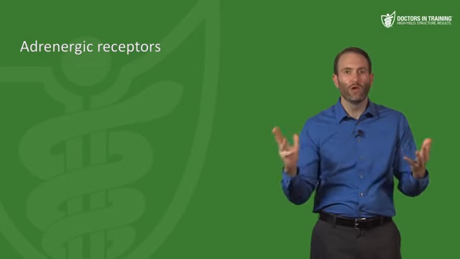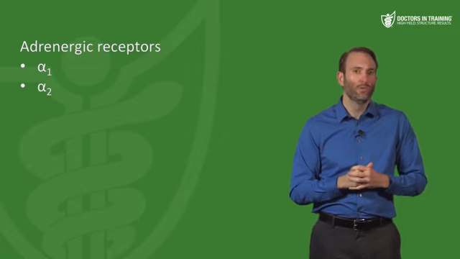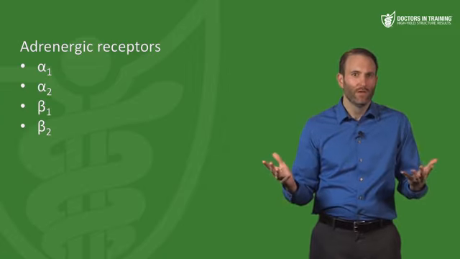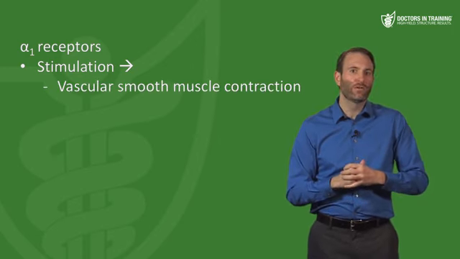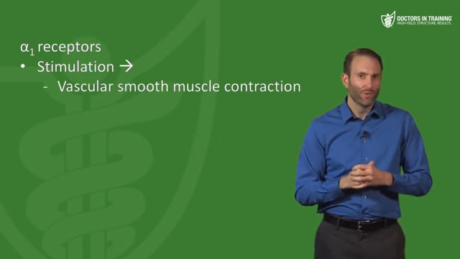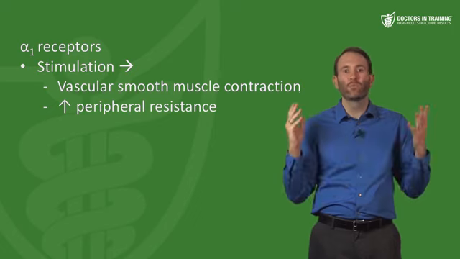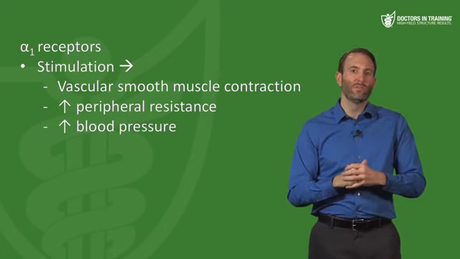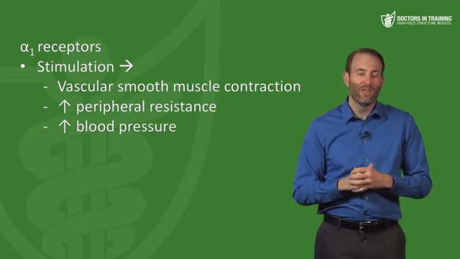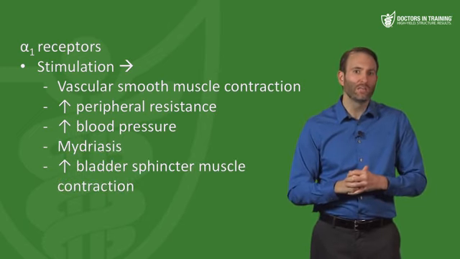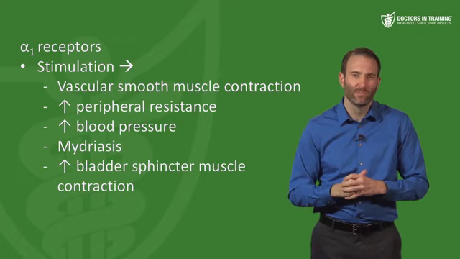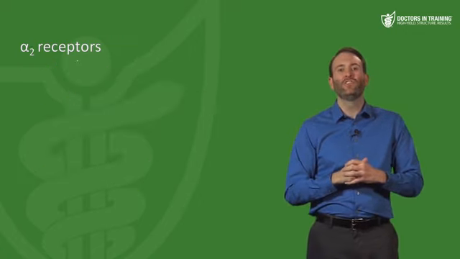This is the important part of this lecture. The 4 that you really need to know the most for step 1 are going to be alpha 1, alpha 2, beta 1, and beta 2. Now, when alpha 1 receptors are stimulated, this results in vascular smooth muscle contraction. So what is this going to do? Well, it's going to lead to increased peripheral resistance. It's going to give you some increased blood pressure. In the eye, it's going to act with mydriasis, and then also you're going to see some increased bladder sphincter muscle contraction. Next, let's talk about the alpha 2 receptors.